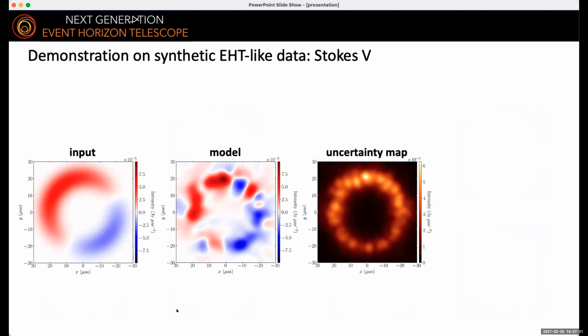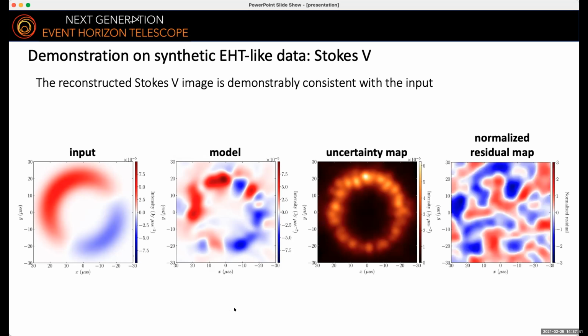But if we take a look at the uncertainty in every pixel, defined here as the standard deviation of the image posterior, we see that it also has quite a lot of structure. It's not a uniform uncertainty across the image. And by differencing the model and input images and then normalizing by this uncertainty, we can see that the residual map is pretty much just noise.